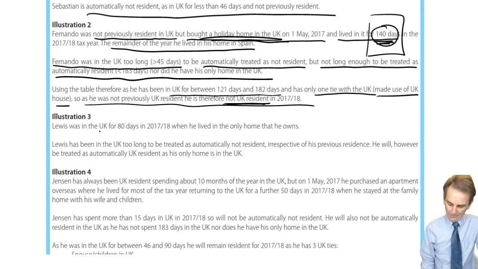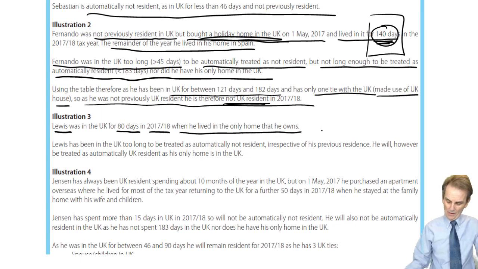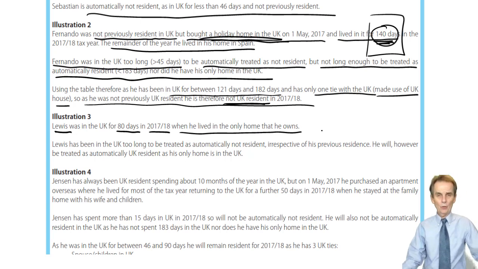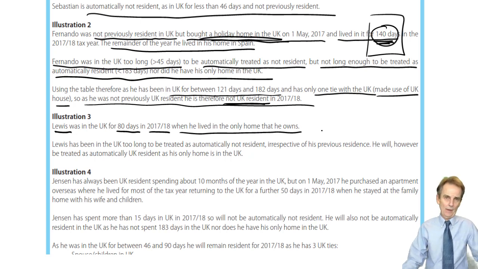Illustration 3. Lewis was in the UK for 80 days in our tax year when he lived in the only home that he owns. Now again, we're not given information about the past, but on that evidence, I think it would be clarified in the exam question, but we may assume on that basis that Lewis was previously resident in the UK. If he were not to be, you would have to be told that.